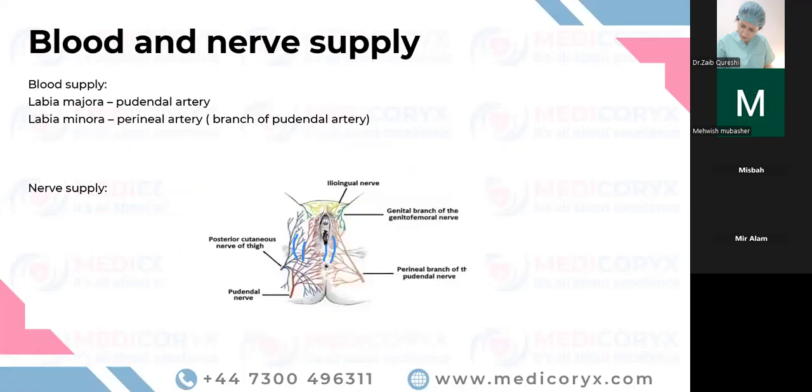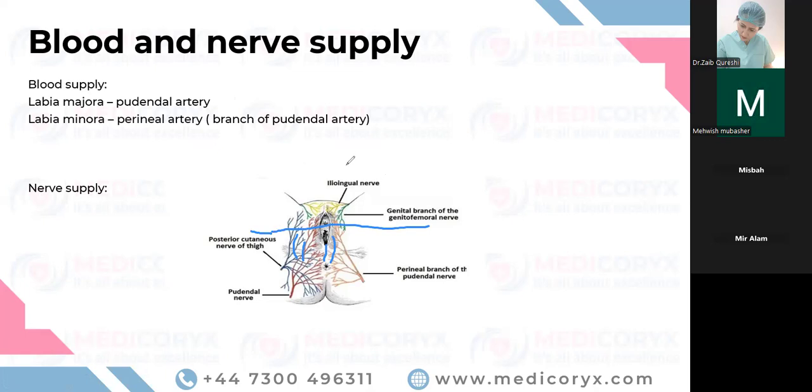What is the blood supply and nerve supply? Labia majora is supplied by the pudendal artery. Labia minora, specifically, is a branch of the pudendal artery, which is the perineal artery. And here we have to understand the nerve supply very well. Actually, guys, the vulva, which is the broad terminology for external genital organs, is divided into anterior and posterior parts. Okay, this is the division.